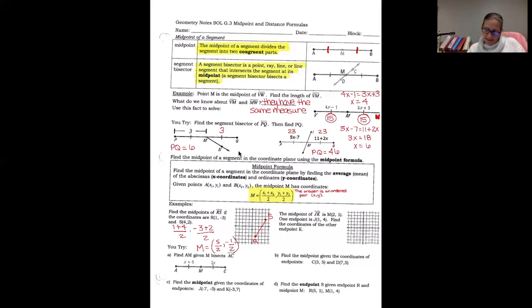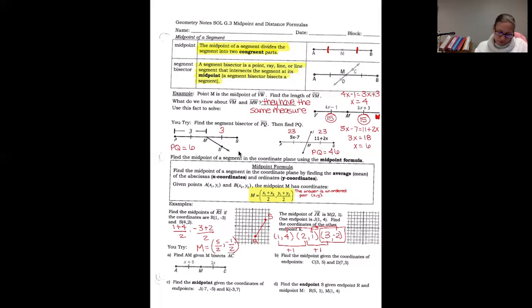The midpoint of JK is 2, 1. The endpoint is 1, 4. Find the coordinates of the other endpoint. So I'm going to show you a quick way to do that. Your first endpoint is 1, 4. Your midpoint is 2, 1. And you're looking for the other endpoint. So to get from 1 to 2, you add 1. So to get from 2 to the next one, you would also add 1 to get 3. To go from 4 to 1, you subtract 3. And 1 minus 3 is negative 2. So 3, negative 2 is your other endpoint.